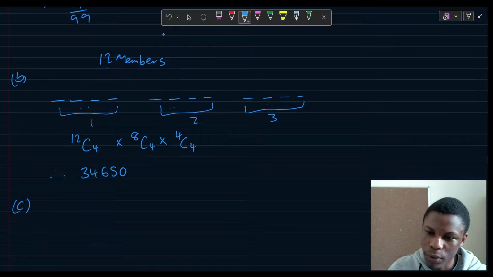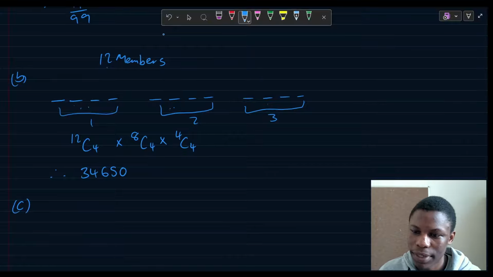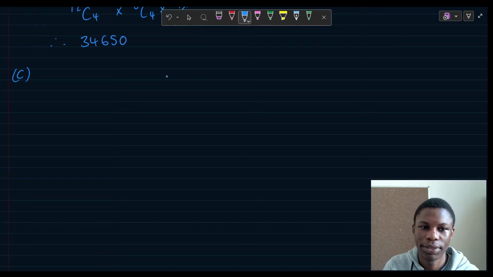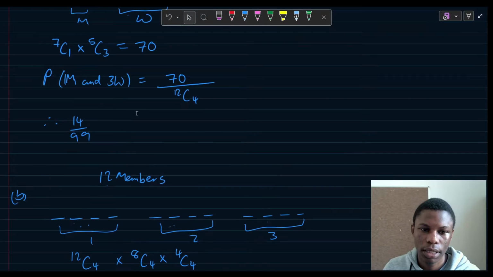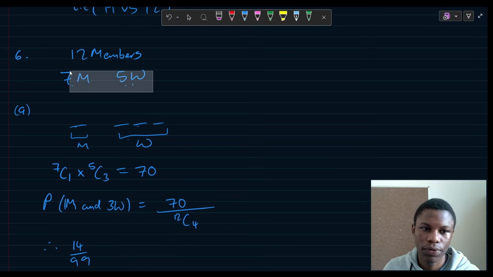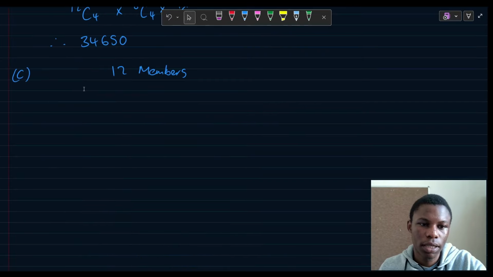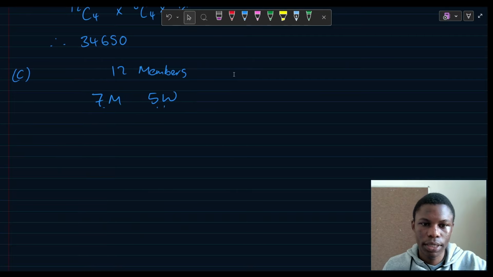Part C. In how many different ways can the teams be chosen if each team must contain at least 1 man and at least 1 woman? Okay. So, all right, now it matters. We've got the 12 members. And in the beginning, we were told that 7 of these 12 members are men and 5 are women. So I need those ratios here.